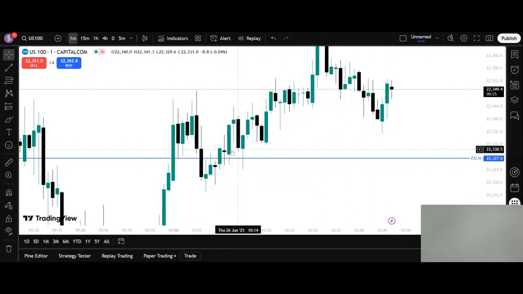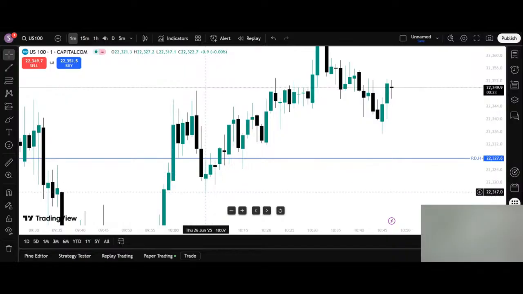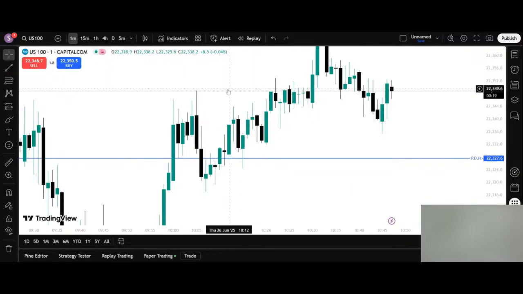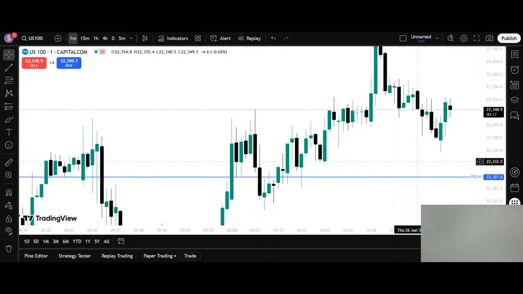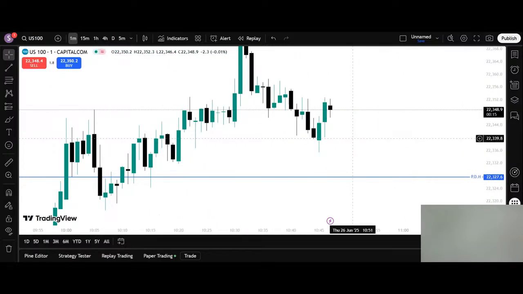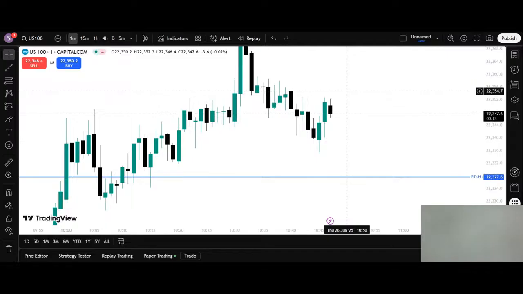Well, it seems to have a hard time leaving this area, from here till here. Gets stuck in this area, not moving upwards or lower.